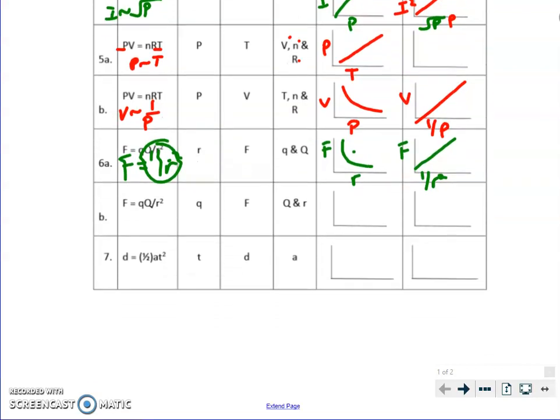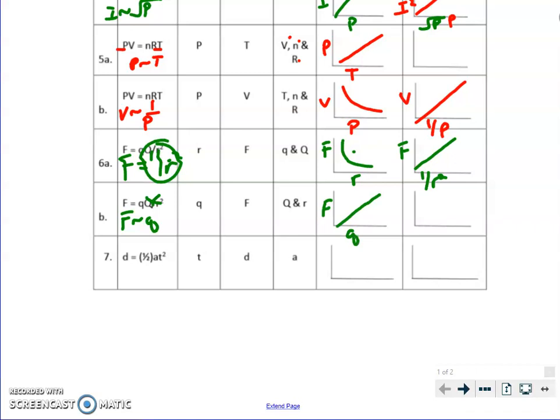Next one, same equation, but now we're keeping Q and R constant. So what I break this down to is I ignore the big Q and I ignore the R. What that leaves is F is proportional to little q. It's as simple as that because those are constants. So that's simply a straight line.